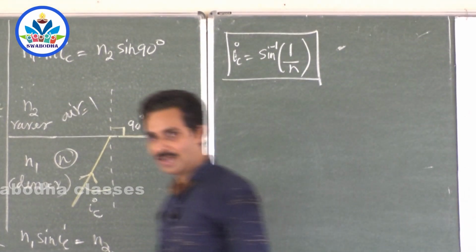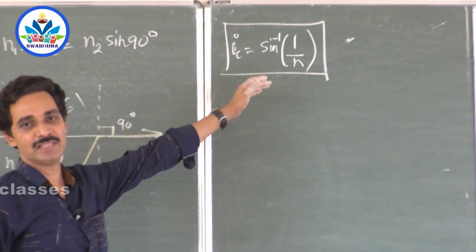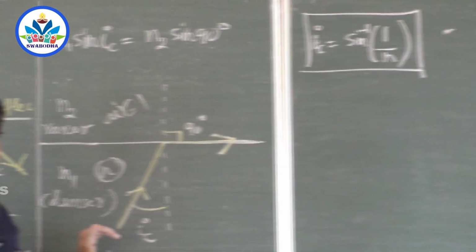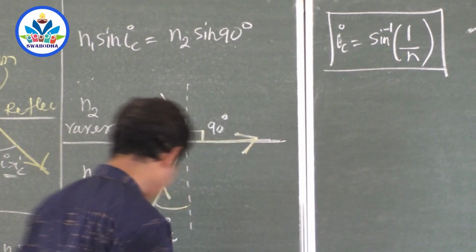So this formula can be used when the other medium is air. If the first medium is the denser medium, of course you have to take it other than air, and the next medium is air, then sine inverse of 1 by n.